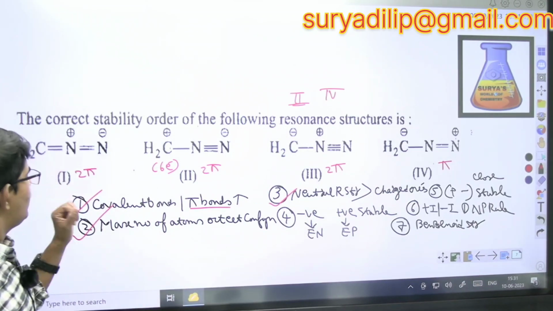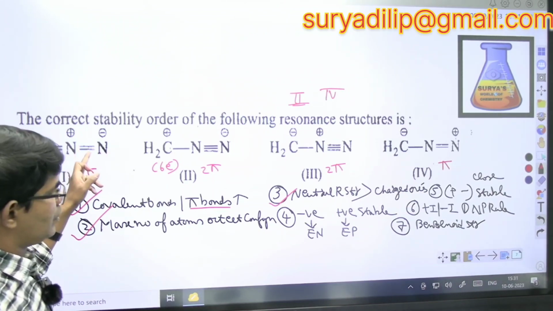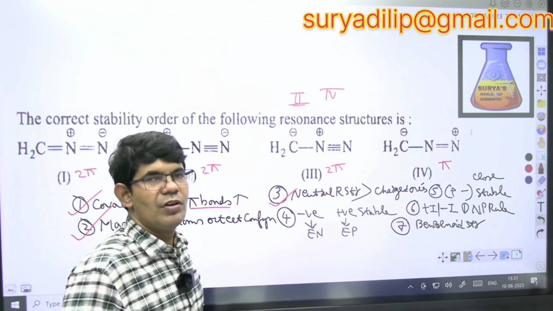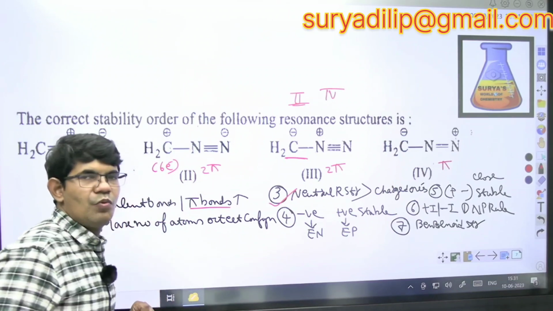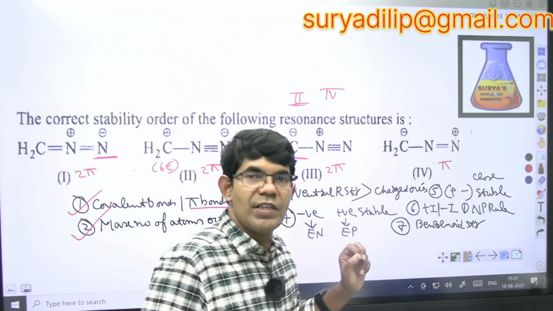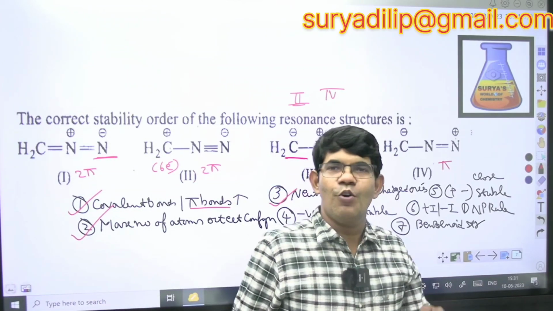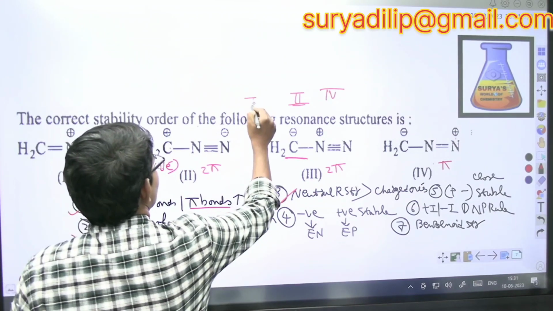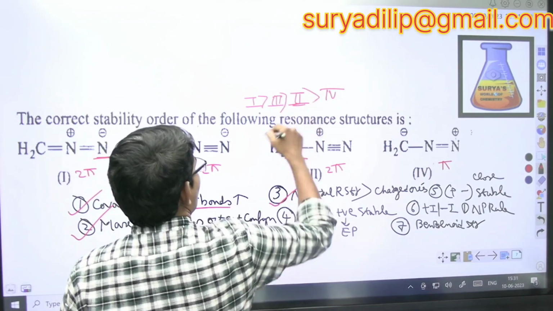Yes. You see, in the first resonating structure, you have positive charge on nitrogen, negative charge on nitrogen. And in the third one, you have positive charge on nitrogen, negative charge on carbon. Negative charge on nitrogen and negative charge on carbon, out of these two, which one is more stable? Obviously, negative charge on nitrogen is more stable than negative charge on carbon. So out of 1 and 3, definitely my vote will go to, of course your vote guys, will go to the first one. So the first one is more stable, followed by the third one, followed by the second one, followed by the fourth one.